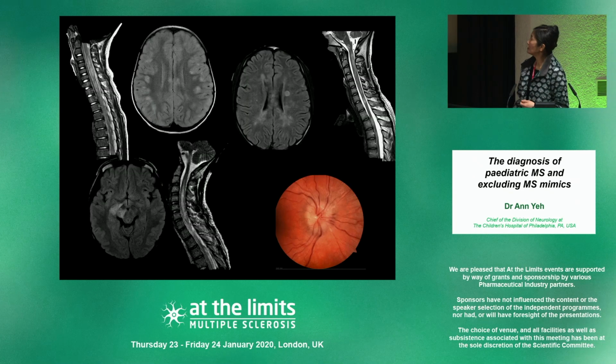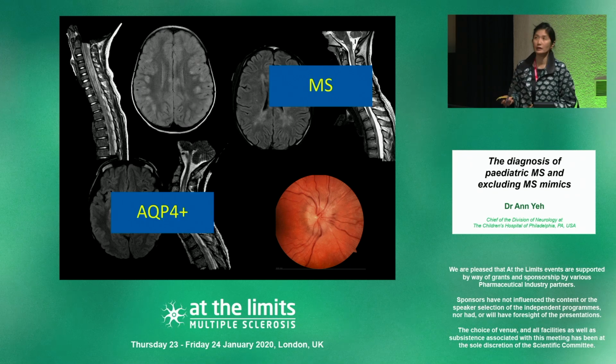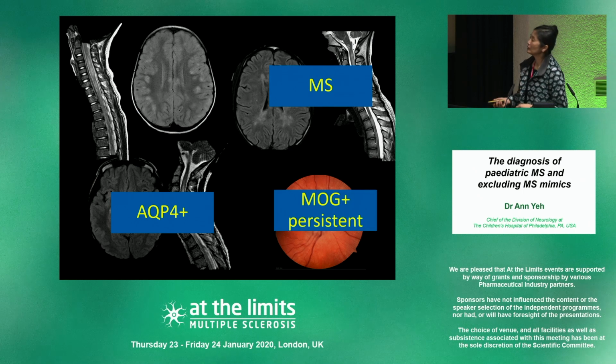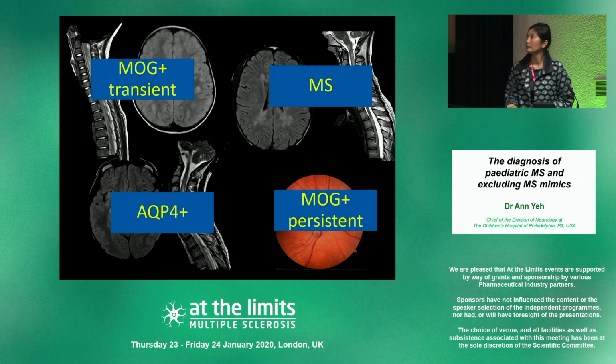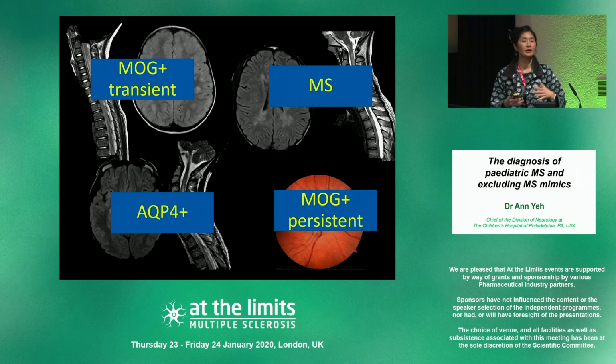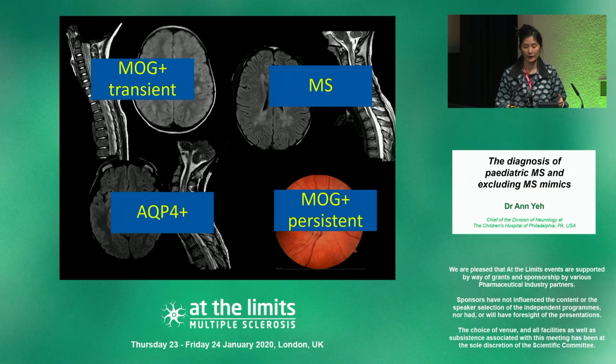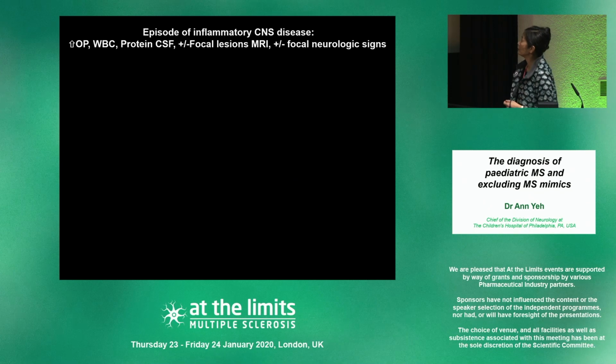So these are our children. You guys made the diagnoses. Aquaporin 4 disease, MS, persistent MOG positivity, and transient MOG positivity. Those are the things that we most commonly see. And I hope this has given you a little bit of information to take home so that you can talk to families, think about the relevance of the different kinds of testing that have become available to us, and help you to have conversations with families.